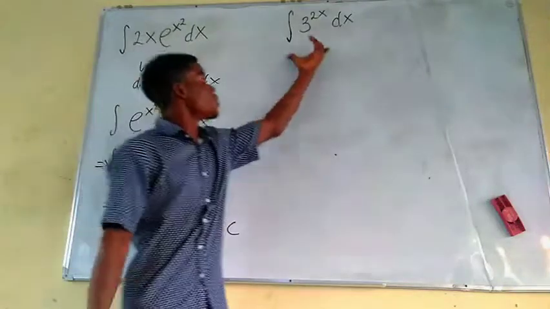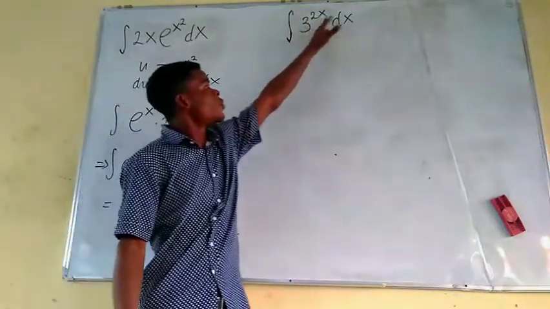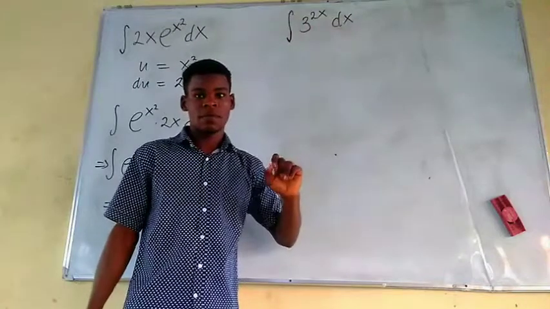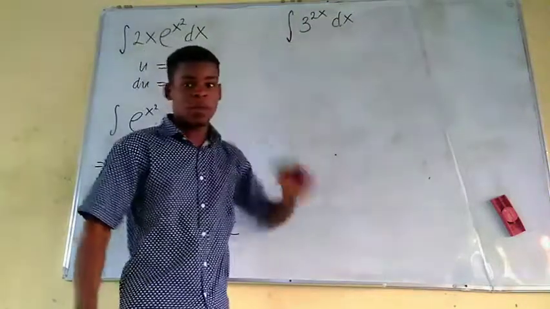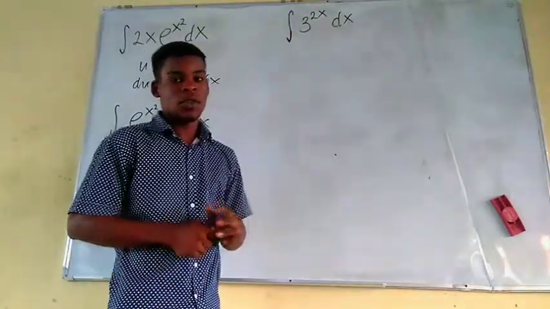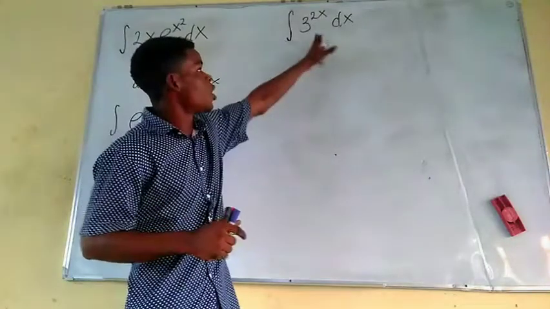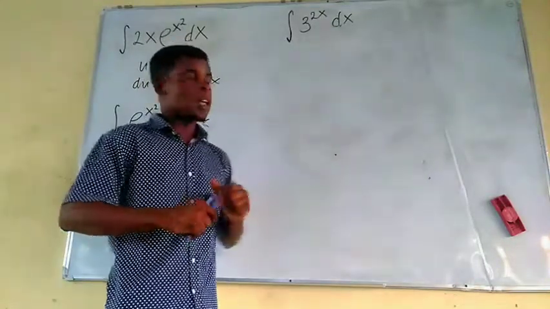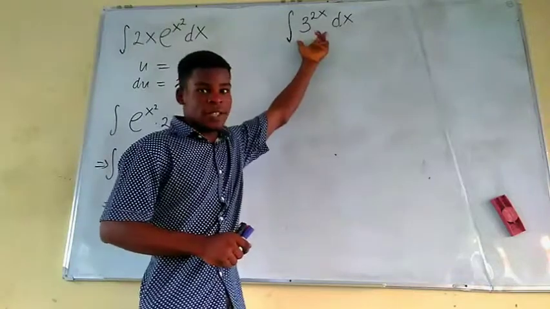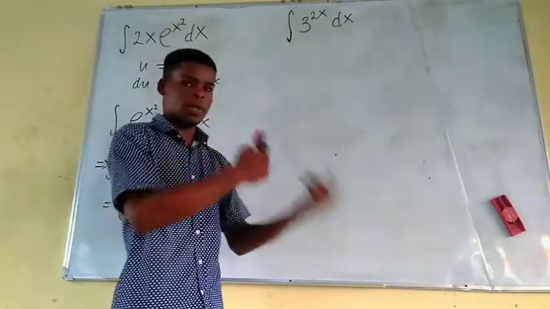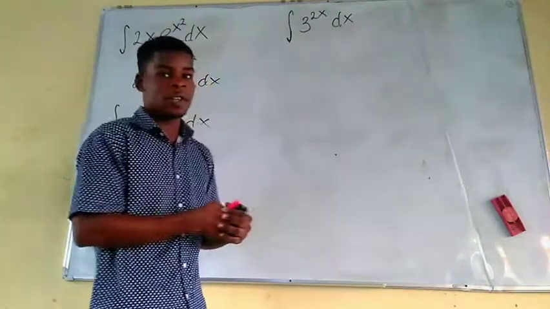Okay, here we just have to integrate 3 to the power of 2x dx. We have x in the exponent, which is not good at all. So we need to get x to become just like a base. I'm going to rewrite this in terms of the logarithm and its anti-logarithm.